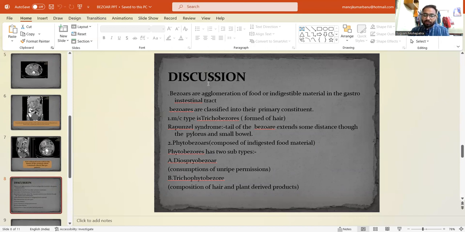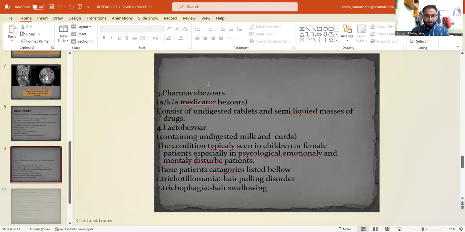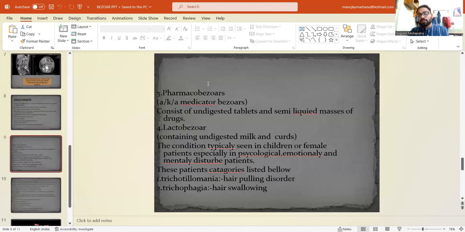The second type is phytobezoars, composed of undigested food material. Phytobezoars have two types. One is diospyrobezoar, from consumption of unripe persimmon fruit with a high amount of cellulose. The other is trichophytobezoar, a composition of hair and plant-derived product. Next, pharmacobezoars, also known as medication bezoars, consist of undigested tablets and semi-liquid masses of drugs. Next, lactobezoar, containing undigested milk and curds.